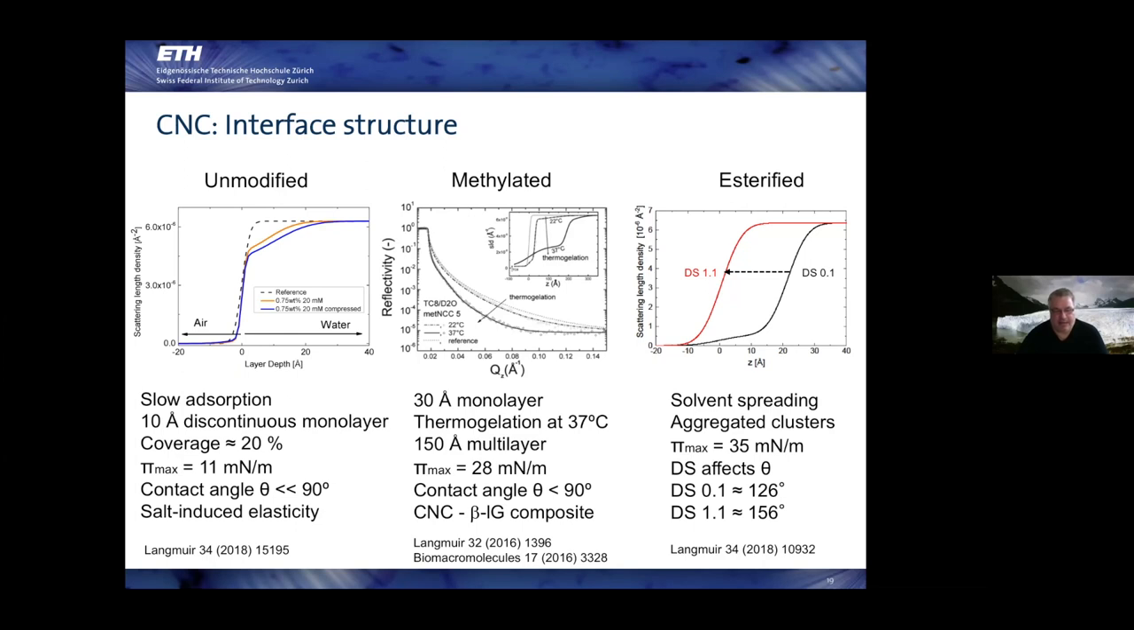But actually, it's a relatively discontinuous layer, and the coverage is very small. So basically, for the idea that we had, it's not appropriate. The middle one, the methylated one, as discussed before, is a monolayer that we can, with a thermogelation, push into a multilayer structure, actually also with a beta-lactoglobulin as a composite, then being relatively stable, or actually very stable for gastric environment. We would see that in a few slides down the road.